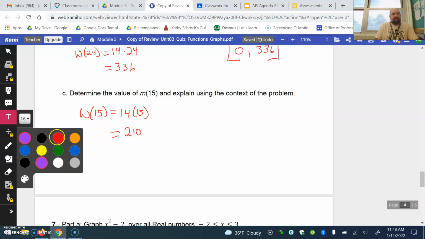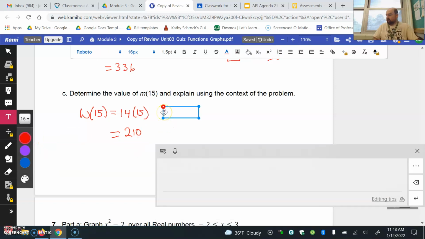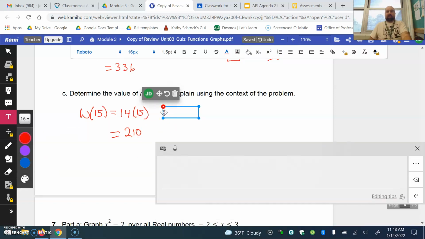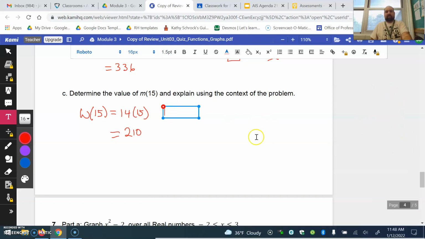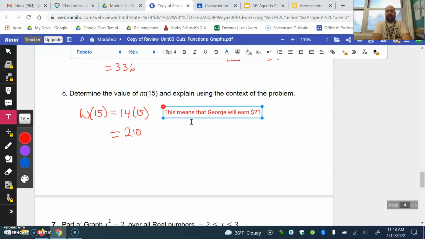Well, that means this. This means that George will earn $210 if he works 15 hours in a week.